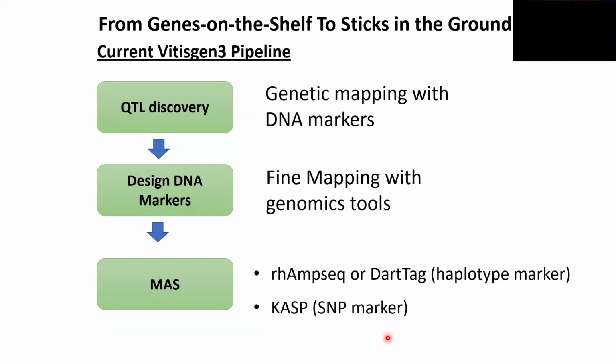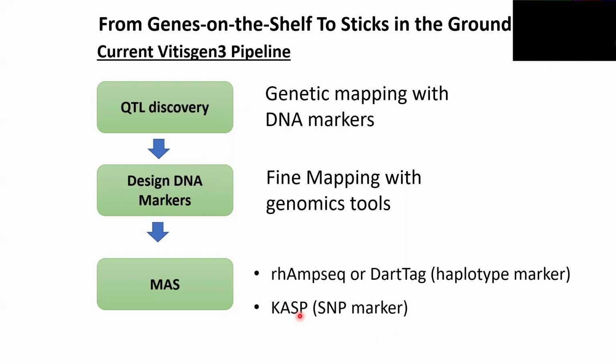What I show here is just the current VitisGen3 pipeline, and we are basically doing these three steps. The first is QTL discovery, basically identifying new QTLs, new genes, which give us better resistance or climate adaptation. Then we design DNA markers that can track these QTLs, and then we release the markers to the breeders. Breeders would like to use markers, basically SNPs.